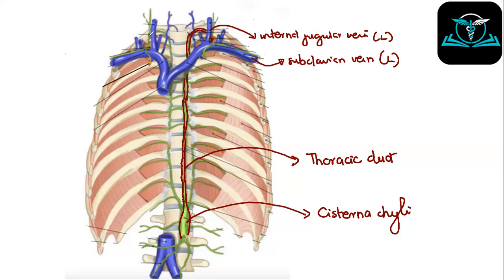And then there's a duct here also, which drains into the right brachiocephalic vein. Okay, this is the right internal jugular vein. This is the right subclavian vein. So they join to form the right brachiocephalic vein. And here there's a duct that drains into the angle, just like the thoracic duct did on the left. The duct here is actually the right lymphatic duct.